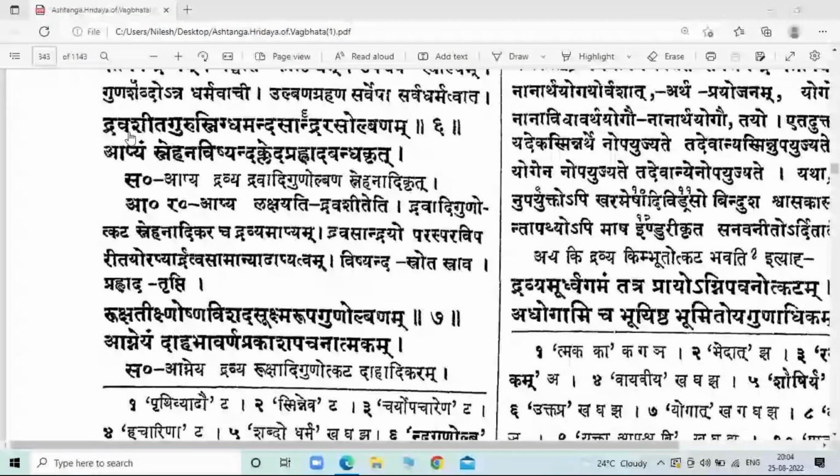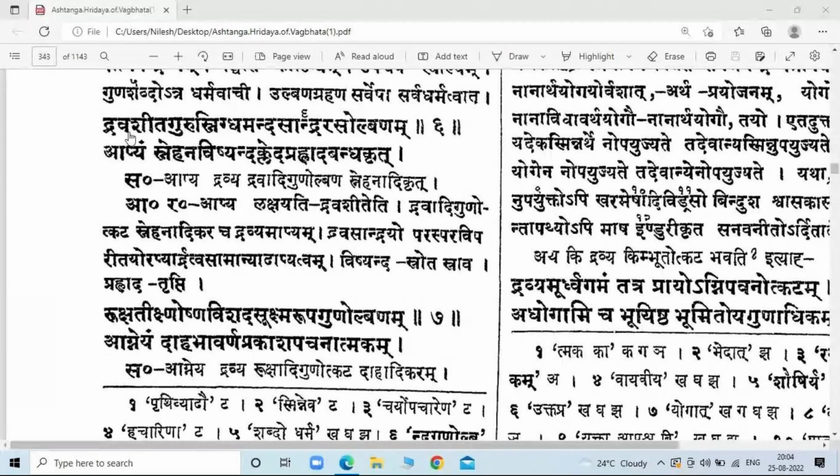Snehana, Vishyanda, Kleda, Prahlada, Bandha, Krita. We will see the meanings. Actually, that suits with the guna many times. Snehanam means something which generates sneham, making snigdham. That is snehanam.